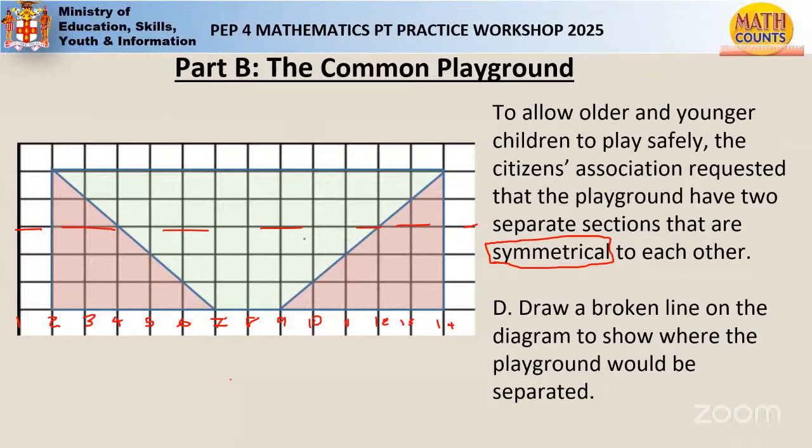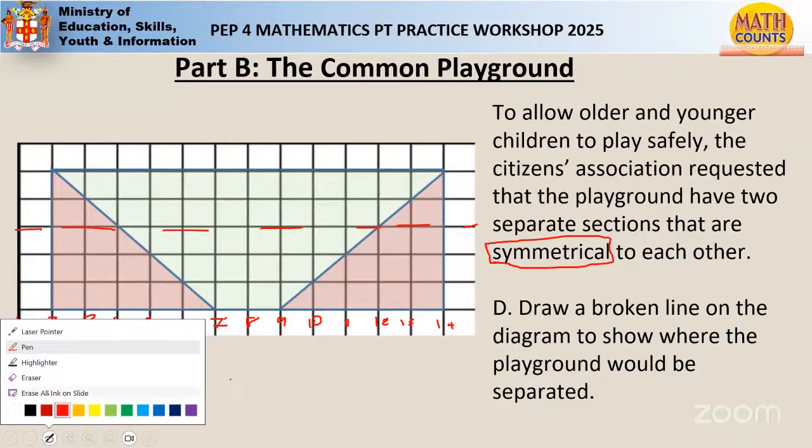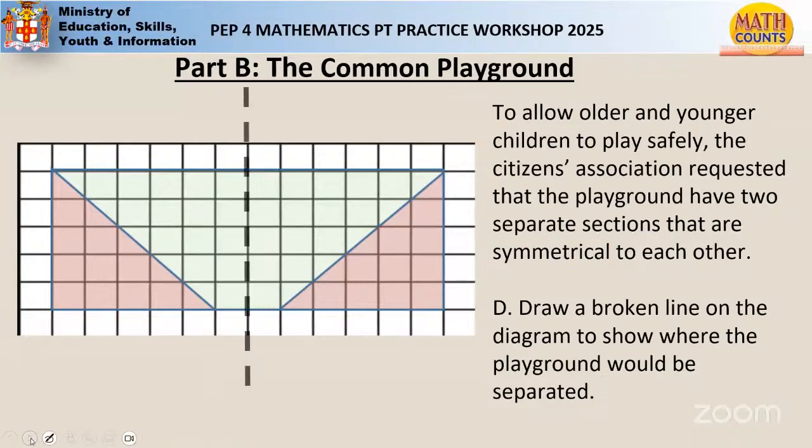So what they're suggesting is that we cut it vertically. So let us see if that is what I have. Let me erase all of it and see. So that would be my broken line, and both sides would be symmetrical, because when I fold it, they would map onto each other perfectly. No side would be bigger than the other and they would be the same.